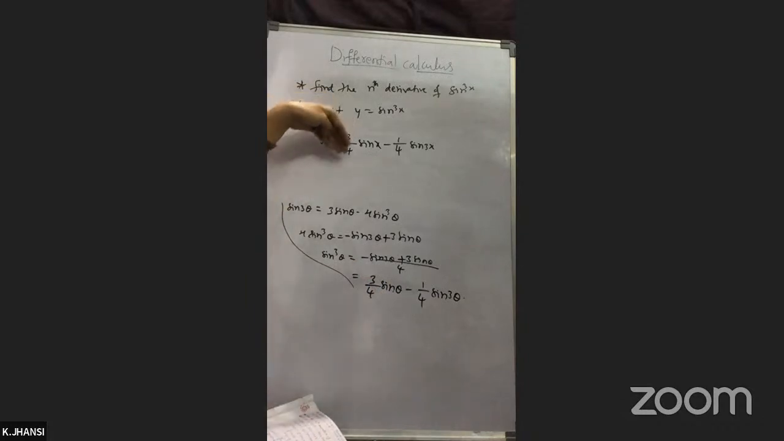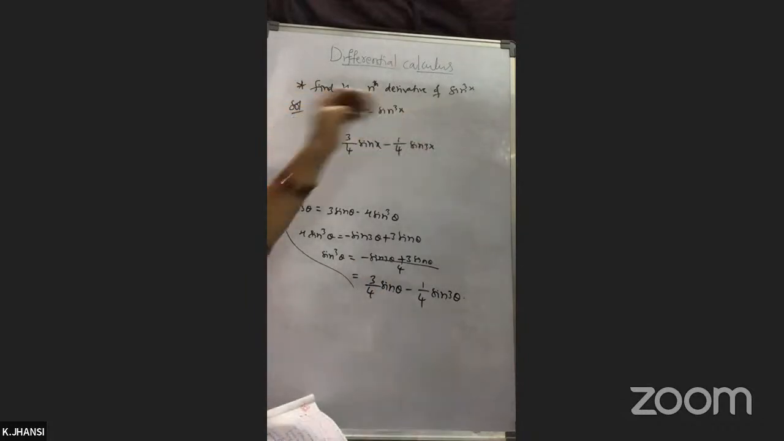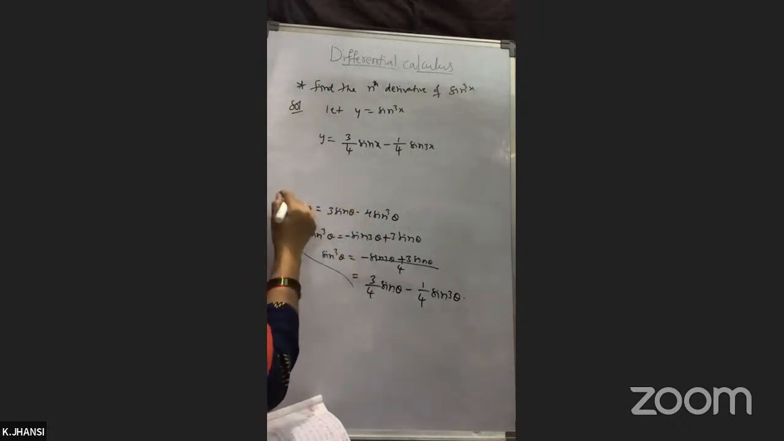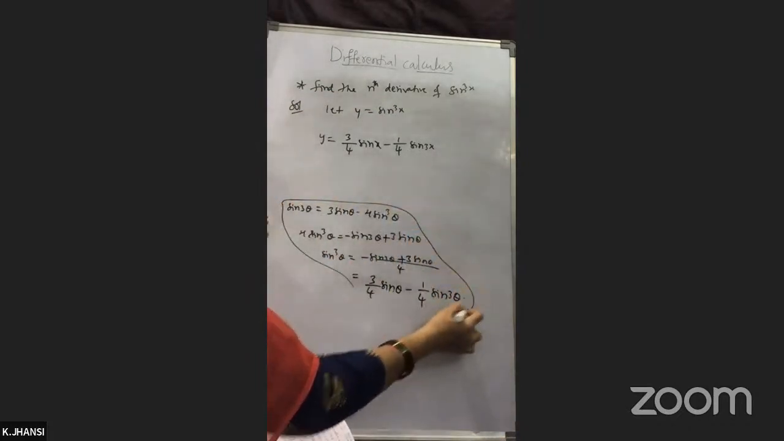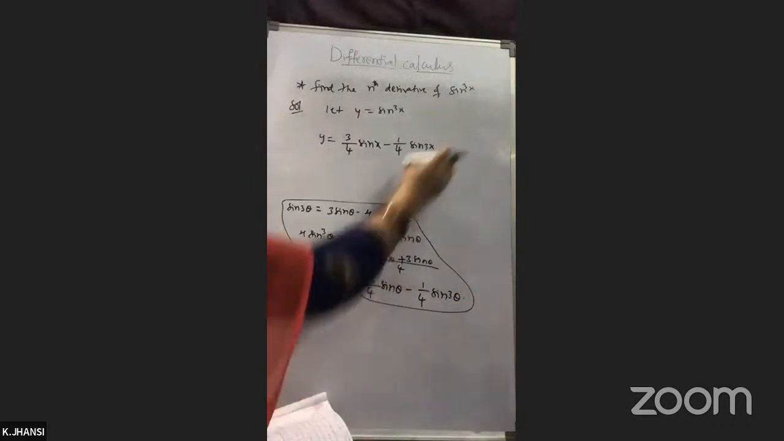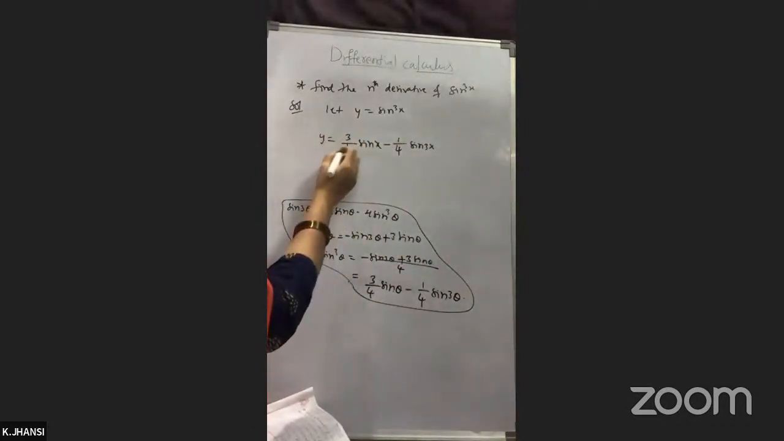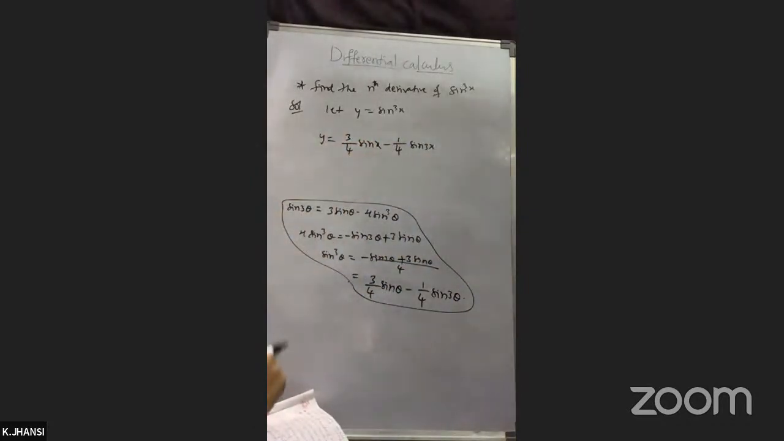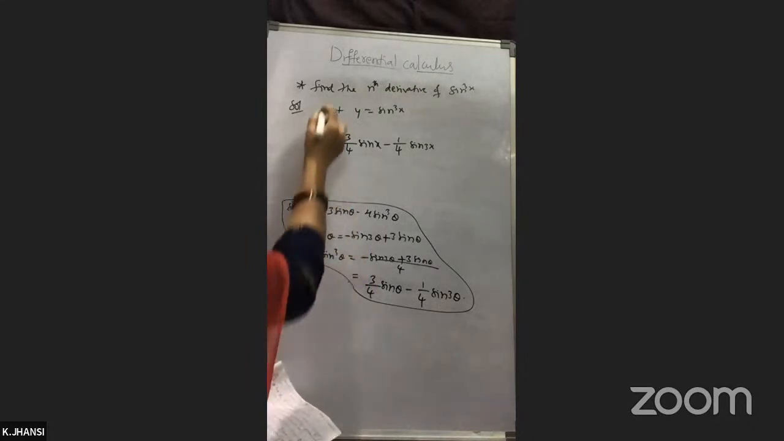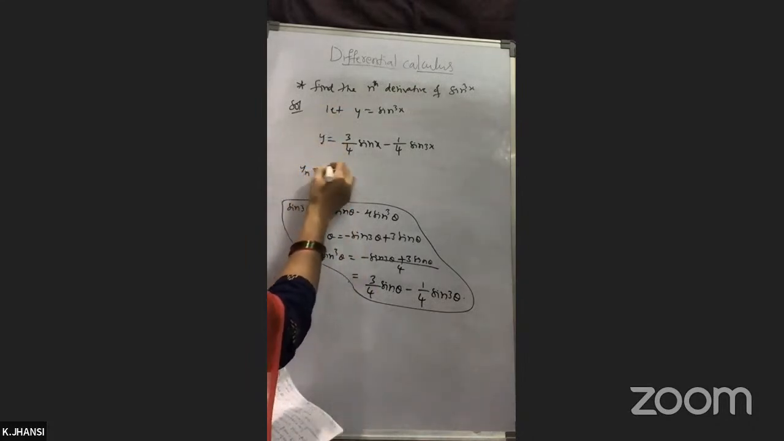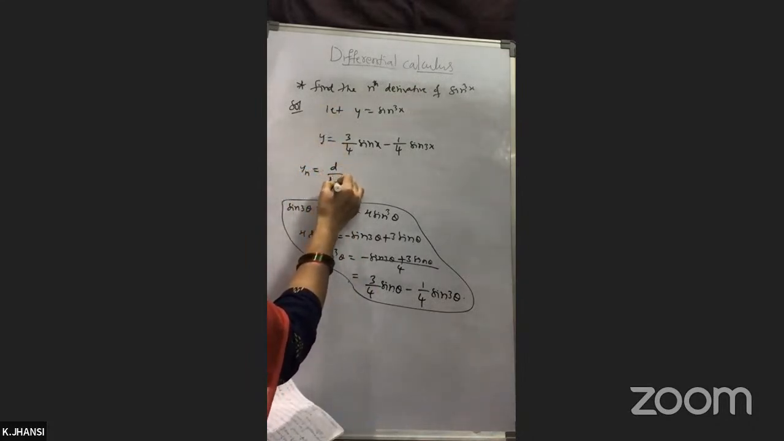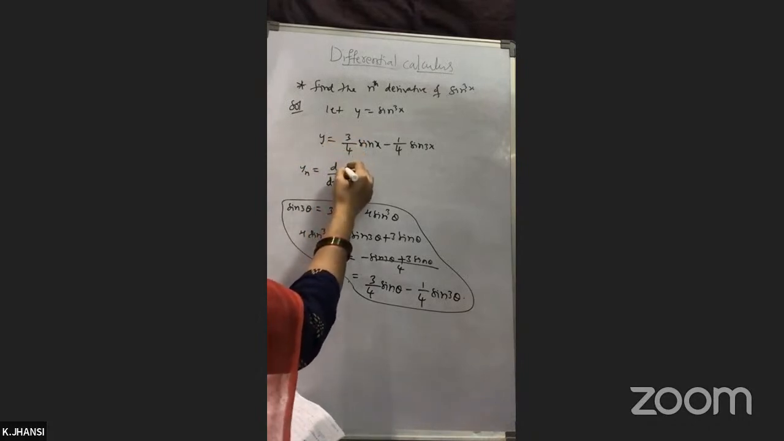So y equals 3/4 sin x minus 1/4 sin 3x we got. So compulsorily mention this one at the side. From this we need to find the nth order. The question is asking: find the nth order derivative of sine cube of x. Now you write here yn equals d by dx to the power of n, and here what is our y? That is the sine cube of x.